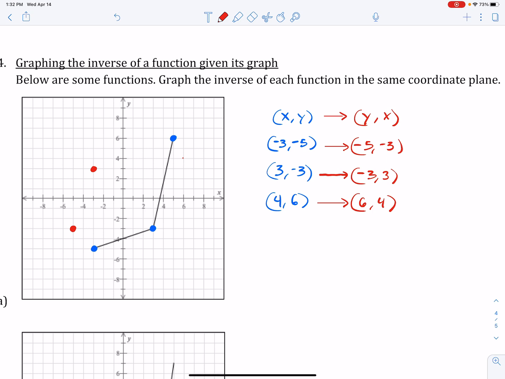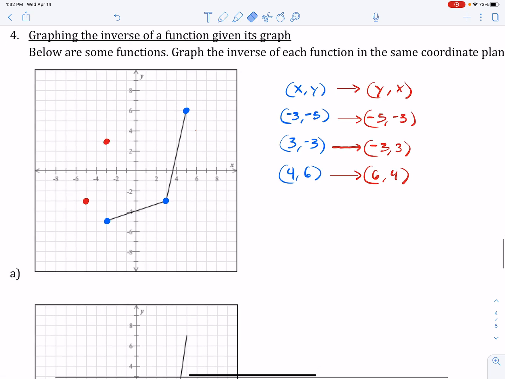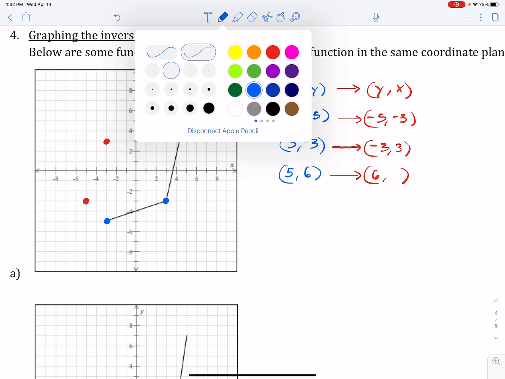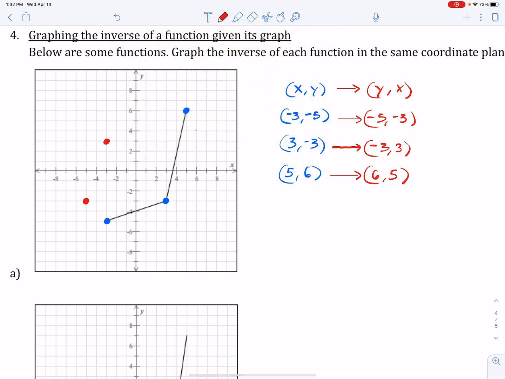Do I have that right? Let's see. Oh, forgive me. There's my mistake. Hopefully you guys were saying it. This should be 5 comma 6. There we go. So then this is 6 comma 5. I was like, why is that not working out? Okay, so 6 comma 5 is right there. There we go. So let's connect our dots here.